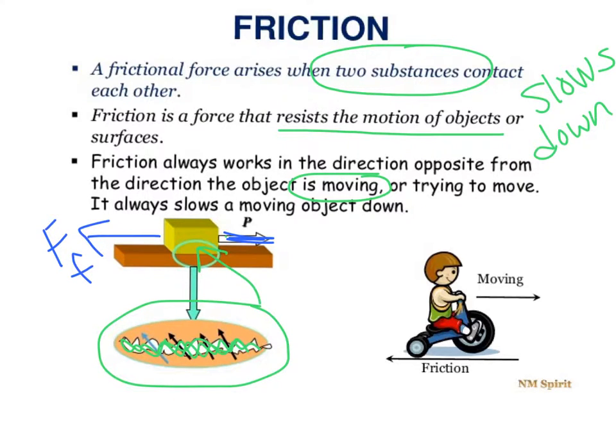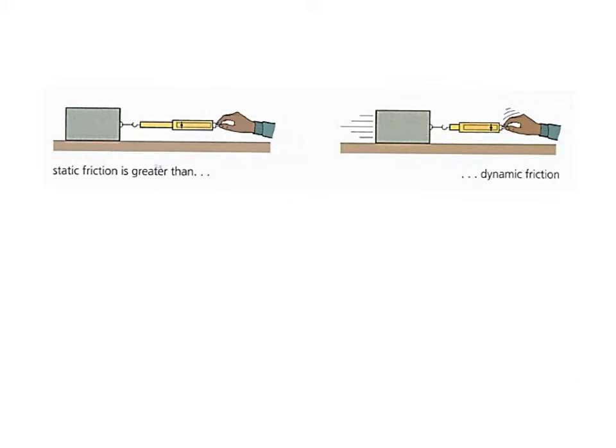And it's one thing to talk about friction when something's already moving, but what about when an object is stopped? Why is it harder to get something moving than to keep it moving? There are two types of friction. There's static friction when something is standing still, or dynamic friction when something is moving.